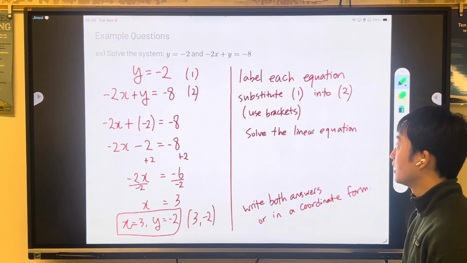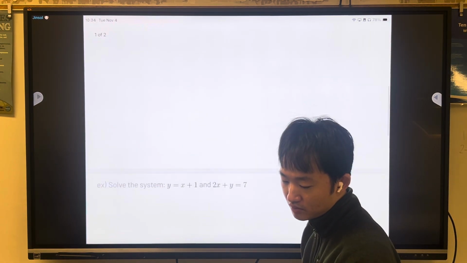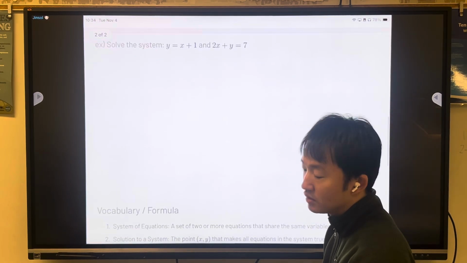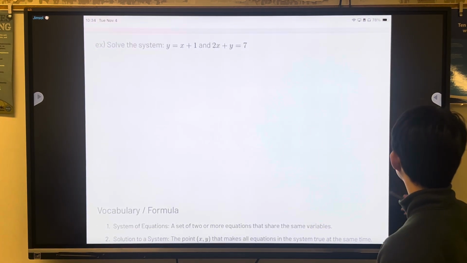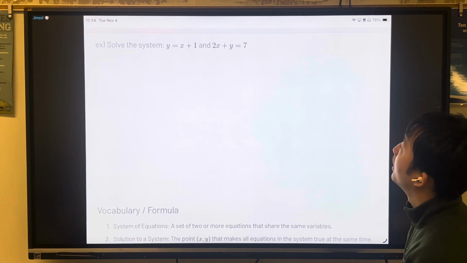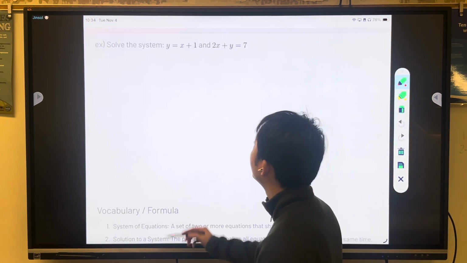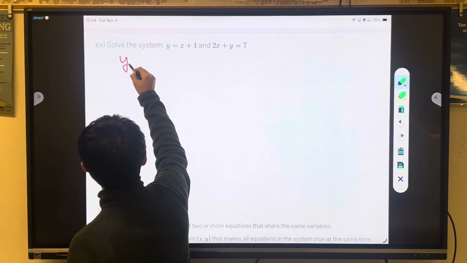Let's move on to the second example question. This time we're solving the system y equals x plus 1 and 2x plus y equals 7. Let's do the same thing. Let's write down the equations as we see.